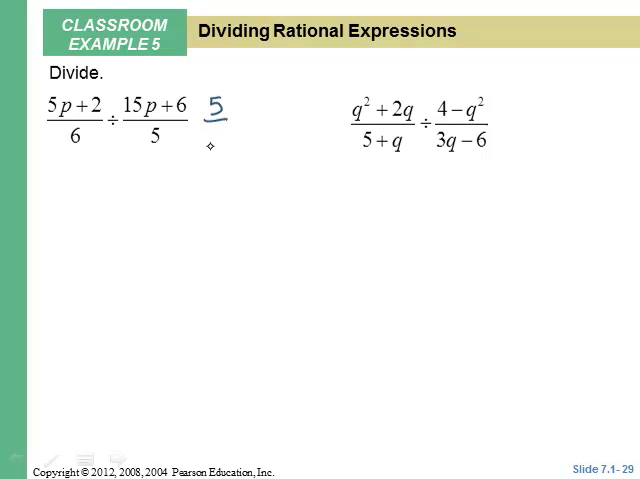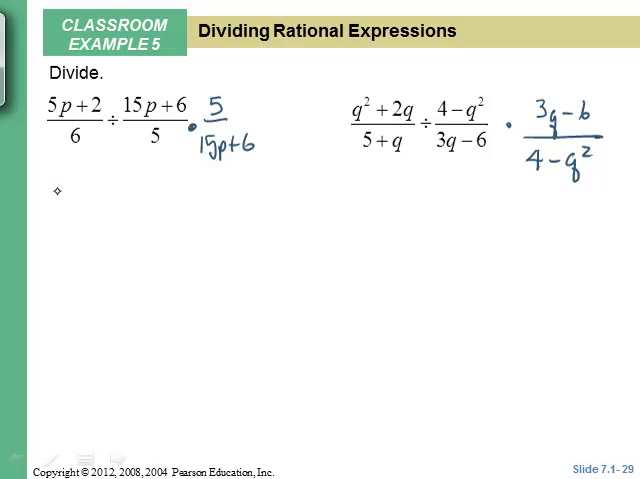So when we divide rational expressions, we just take the second part and flip it over. 5 over 15p plus 6, and call it multiplication instead. Q minus 6 over minus q squared. All right, so let's do this first.